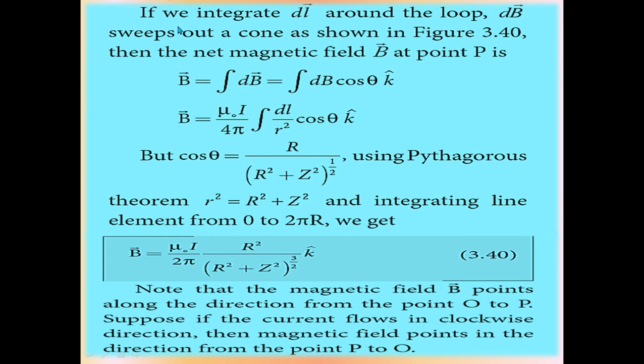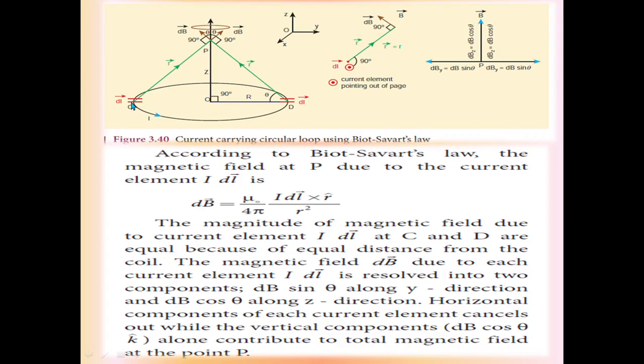Then in the equation, if we integrate the dl vector, what happens? The integration of dl is nothing but L. L means the length of the coil. It is not a length, it is the circumference of the coil. Length is otherwise called the circumference of the coil.